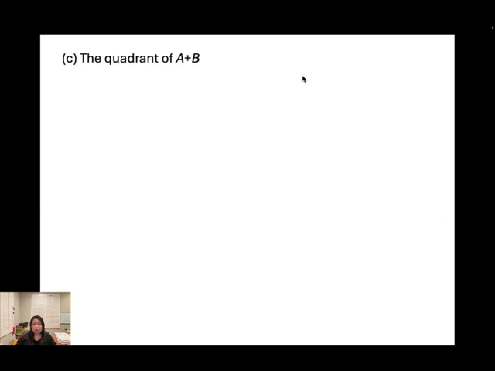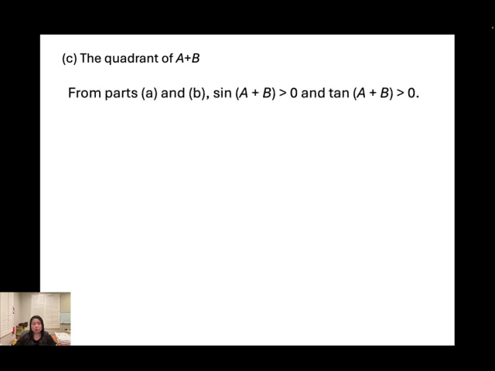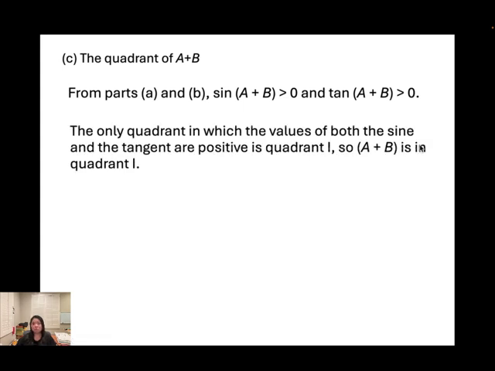C, the quadrant of A plus B. So we already know angle A is quadrant 2. Angle B will be on the quadrant 3. What happens if they are added together? It's going to be which quadrant? Okay, so from part A and B, we know that sine A plus B is greater than 0. And the tangent A plus B is also greater than 0. So which quadrant has both sine and tangent positive? There's only quadrant 1, right? So we know that A plus B is in quadrant 1.